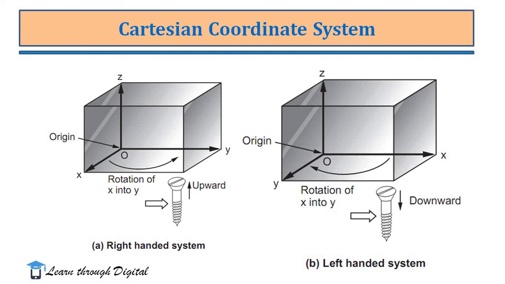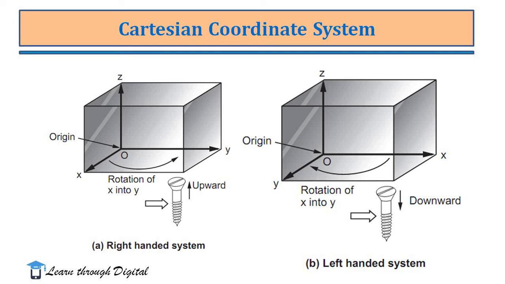In the left-handed system, x and y-axis are interchanged compared to the right-handed system. This means the rotation of x-axis into y-axis through a smaller angle causes the downward movement of a right-handed screw in the z direction.